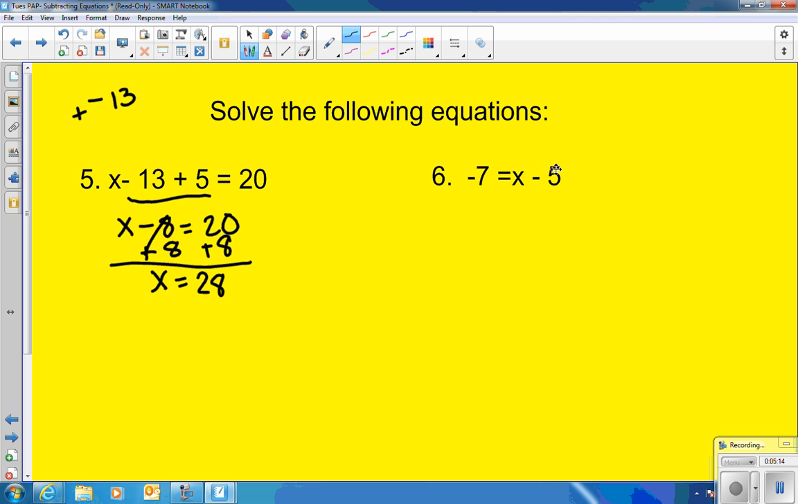The only difference here is that our x is on the other side. We still need to isolate the x. So how do I get rid of subtract 5? With an add 5. This goes away. I have an x left over here. Now remember, you should treat these like integers. This is a negative 7 and a positive 5, which means you have negative 2 left over. It's always a good idea to take your answer and plug it back in to make sure it works.